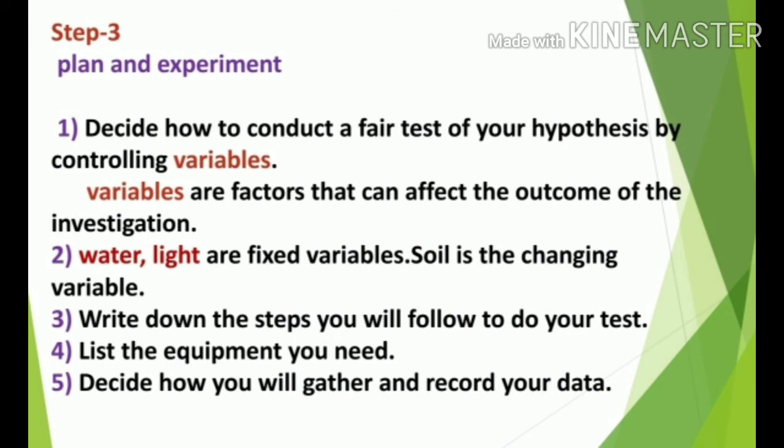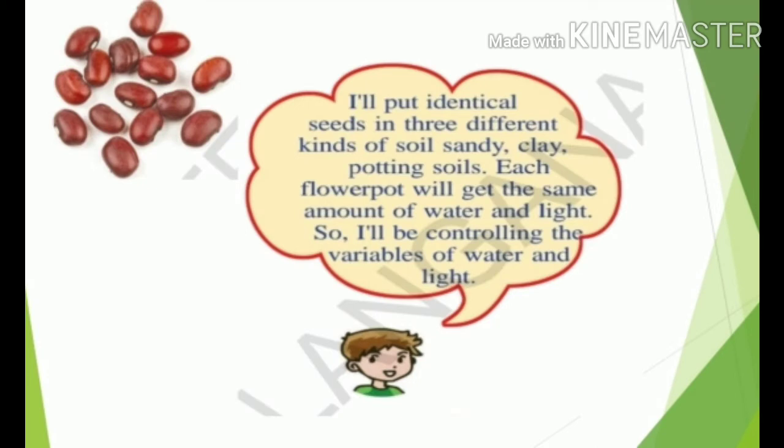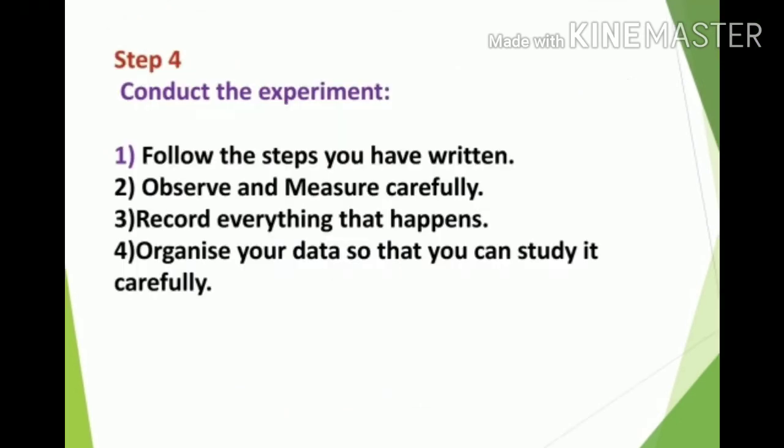Then if we see Aravind, he thinks, I will put identical seeds in 3 different kinds of soil: sandy, clay, and potting soils. In this way each flower pot will get the same amount of water and light. So I will be controlling the variables of water and light. So in this way Aravind plans to get to a solution for his experiment.